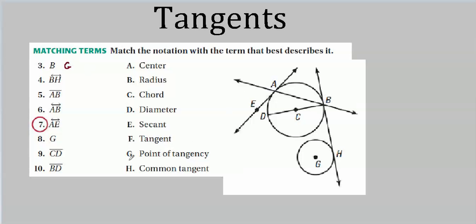I'm going to start crossing out each one that we use. That way we have fewer to choose from. Although I probably shouldn't do it that way. I think I'll just cross out the letter, that way you can still see what it says. Okay, what's the line? BH. Well, that's tangent, but it looks like a common tangent, doesn't it? Let's see if that's one of the choices up here. Ah, common tangent. So I'd say BH is a common tangent. So that's choice H.